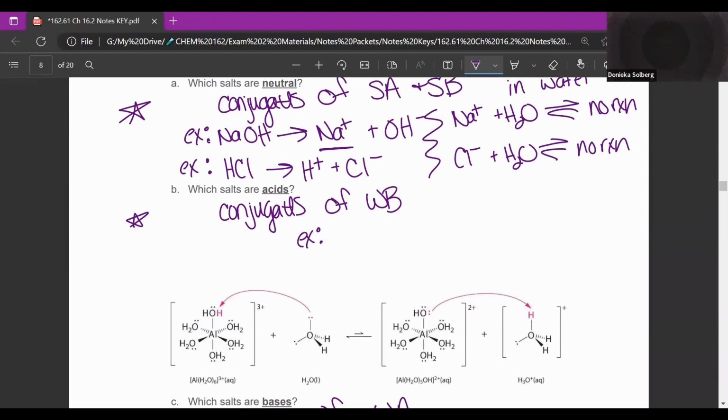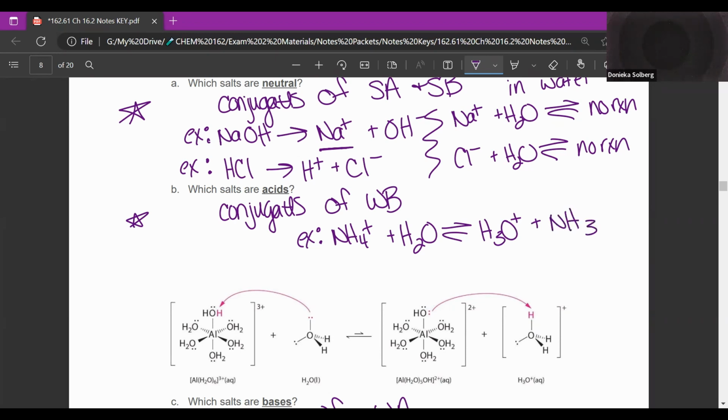For example, if I have NH4 plus, which is a conjugate of a weak base, and I put that in water, what happens? Well, it's going to donate its hydrogen, right? It's not going to take another one on. You've never seen that before. NH5 2 plus makes no sense. But NH4 plus will give off a hydrogen. You can end up with H3O plus and NH3.